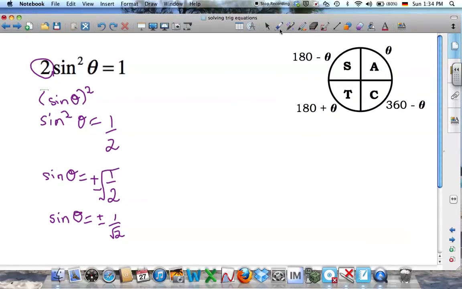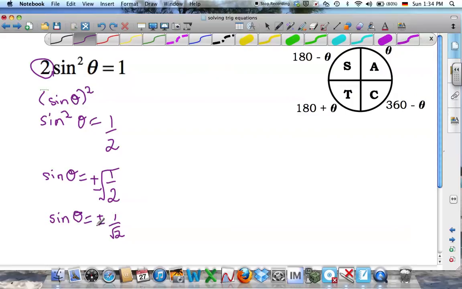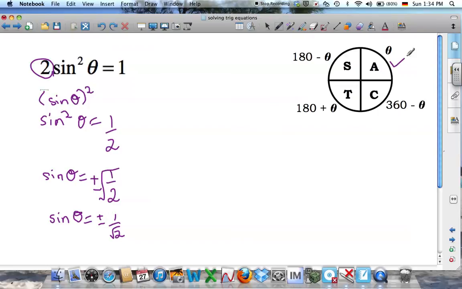and we need to figure out which quadrant our answers will lie in. So sine is positive. Let's deal with the positive part first. So that's an easy one. All of them are positive in the first quadrant. S stands for sine being positive in the second quadrant. And then if we deal with the negative part, here sine is negative because remember the T means only tan is positive. And here sine is also negative because only the cos is positive there. So we're actually using all 4 quadrants this time.